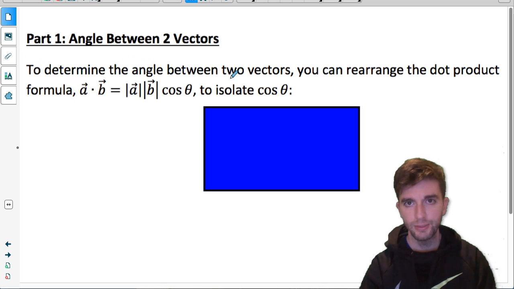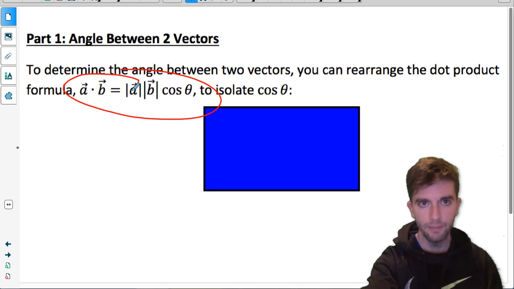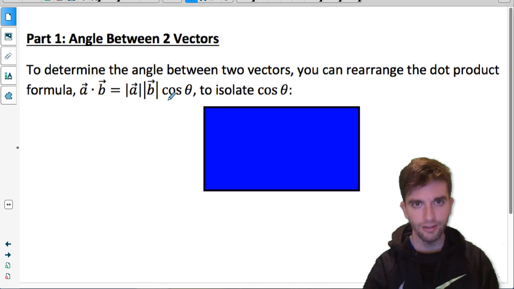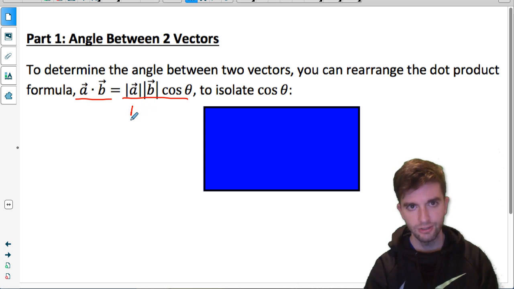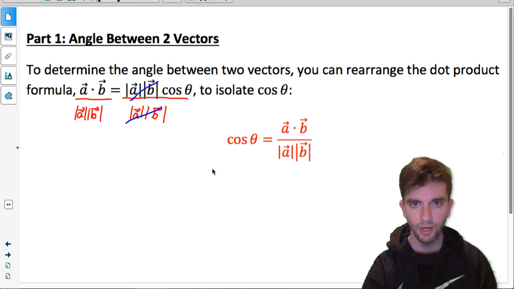So to determine the angle between two vectors, we can rearrange the dot product formula. And that's the dot product formula right there. A dot B equals the magnitude of A times the magnitude of B cos theta. If we rearrange that to isolate cosine theta, we then have a formula which we could use to solve for theta. So how do we isolate cosine theta? Just divide both sides by the magnitude of A times the magnitude of B. When we divide both sides by the product of those magnitudes, they cancel out on the right side of the equation, and we're left with cosine theta equals A dot B divided by the magnitude of A times the magnitude of B. So here's our rearranged dot product formula.